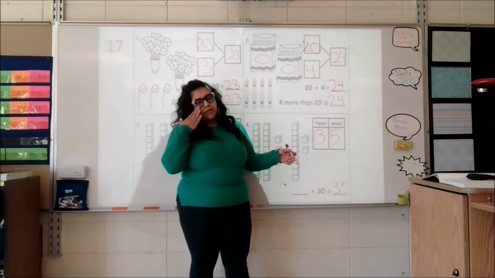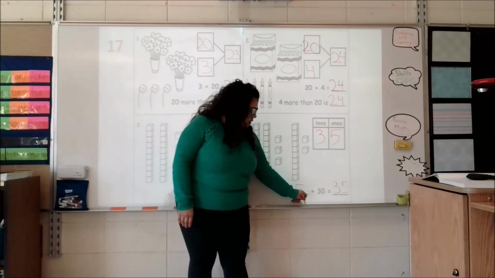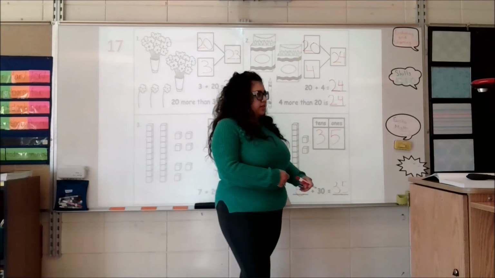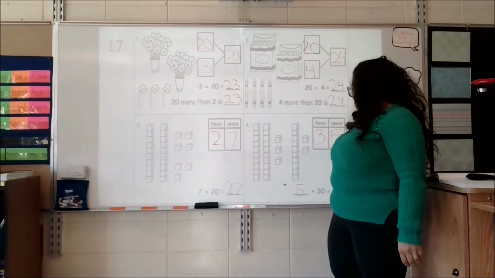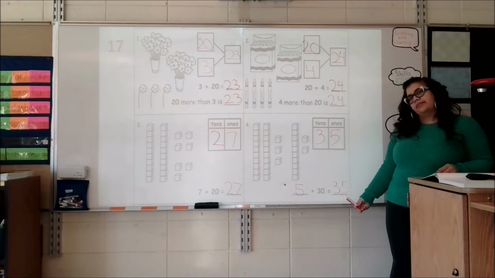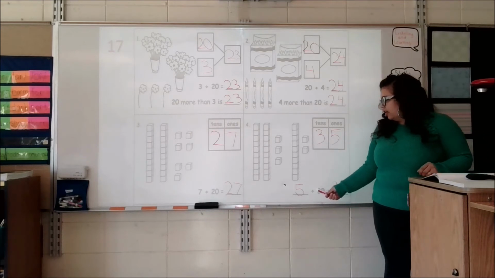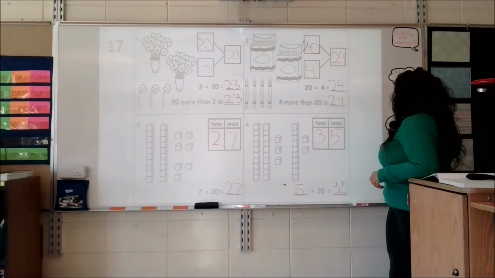What plus 30 equals 35? 5. The loose ones were not in the number sentence. 5 plus 30 is equal to 35. Can you read this number sentence a different way? You can. Good. Tell me. Excellent. 30 plus 5 is equal to 35. Good job.